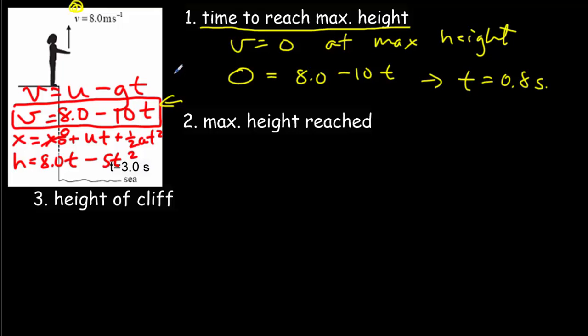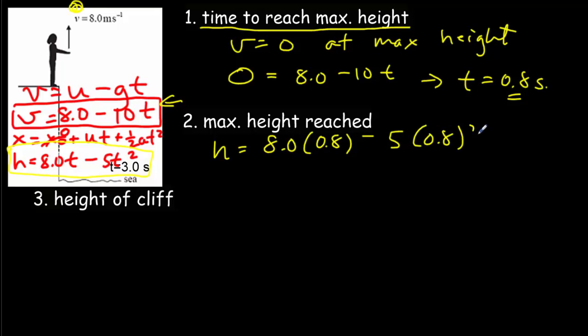We're then asked for what is that maximum height? Well, we know the time, and this equation tells us the height at any time. So let's substitute in. The h should be equal to 8.0 times the time for maximum height, 0.8, minus 5 times 0.8 squared. And I'll let you work that out. It should come out to be 3.2 meters. So this height here would be 3.2 meters. And as I showed in the other picture, we're assuming that there's no height between the hand and the cliff, that distance there is negligible.